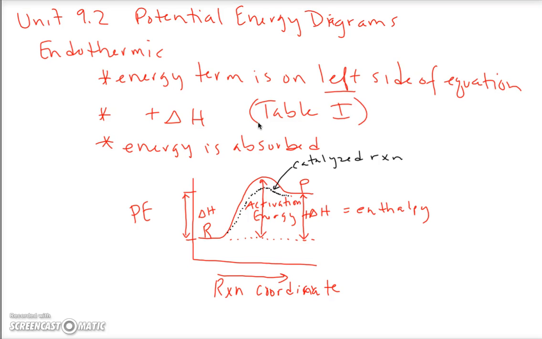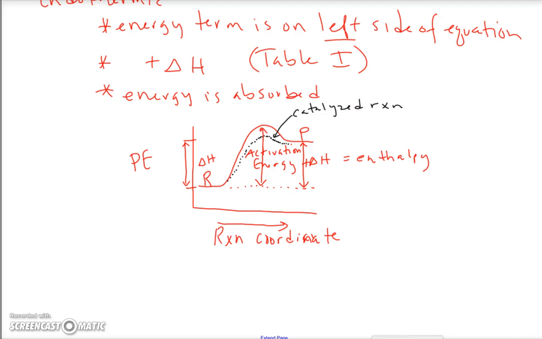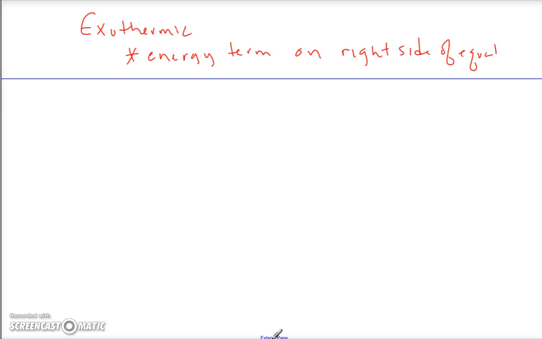All right, so let's take a look at exothermic reactions. For exothermic reactions, the energy term is on the right side of the chemical equation. You will also notice that the delta H's will be negative on Table I. And what this means is that energy is released.